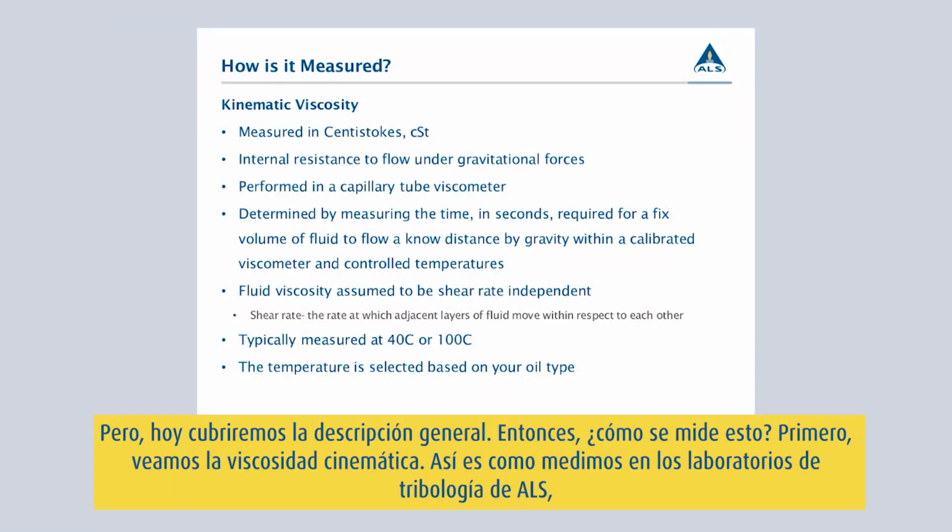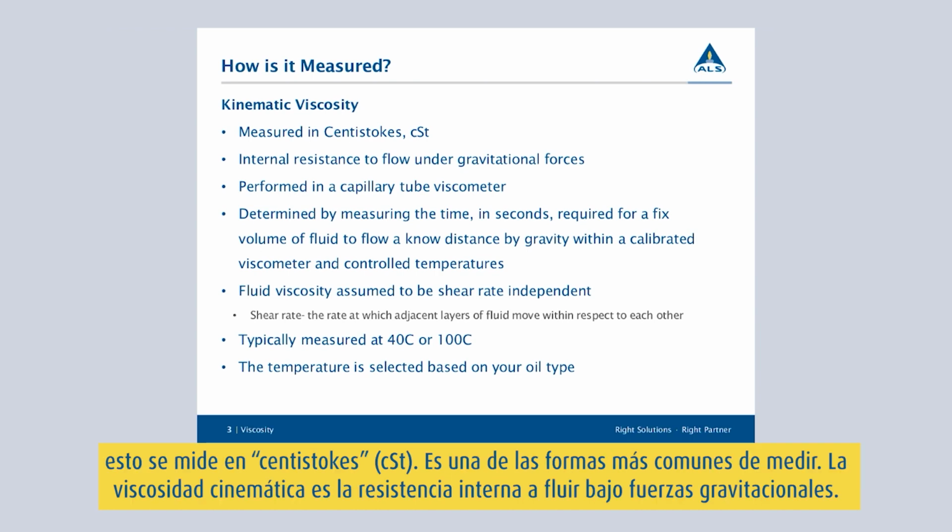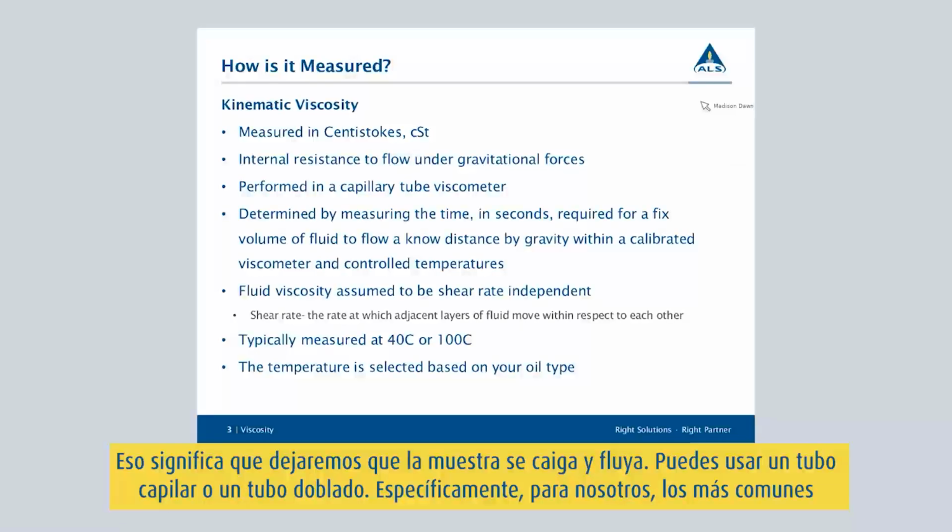So how is it measured? The first way we're going to look at is kinematic viscosity. That's how we measure it here at ALS in the tribology laboratories, and it's measured in centistokes. It's one of the more common ways to measure it. Kinematic viscosity is the internal resistance to flow under gravitational forces, meaning that we'll drop a sample and it's going to flow down.